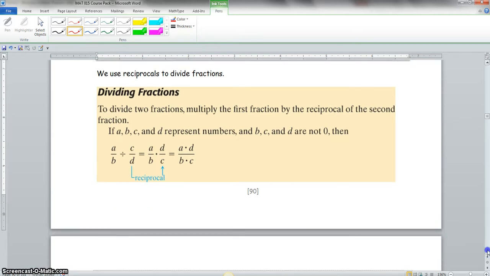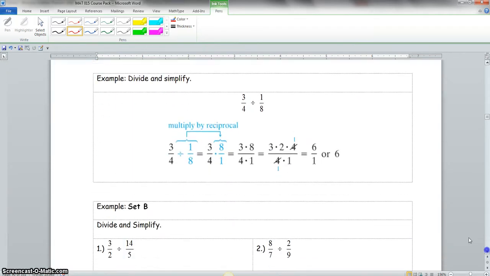Okay, now, this is how we're going to do this. I'm going to have you take a look at this problem here. We have 3/4 divided by 1/8. So the first thing that happens is this first fraction stays the same. So 3/4 stays the same. I'm going to write this over to the side. I know you all can see this here, but I want to show you what I'm going to do. I'm going to write this over here. 3/4 divided by 1/8. The first thing is this 3/4 stays the same.